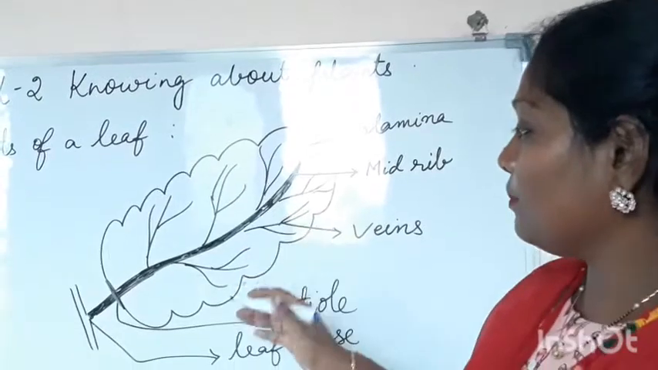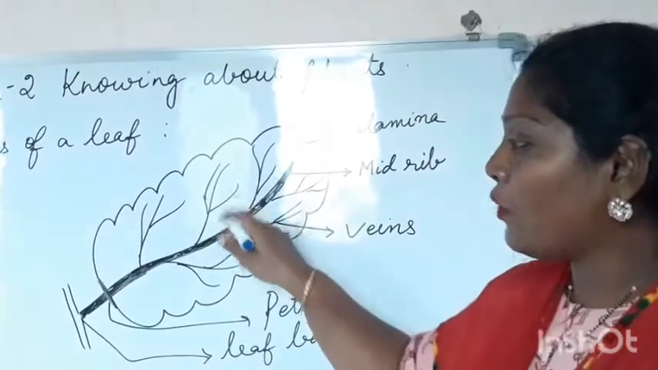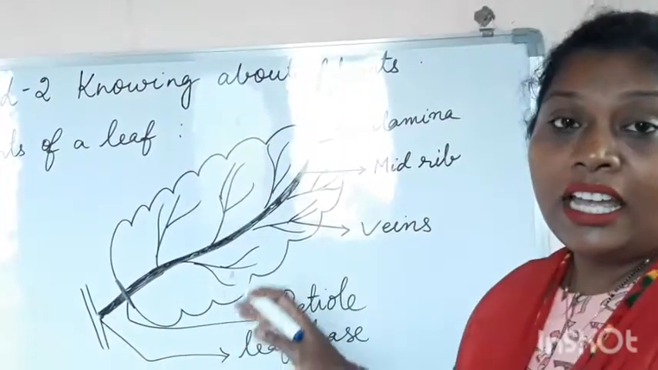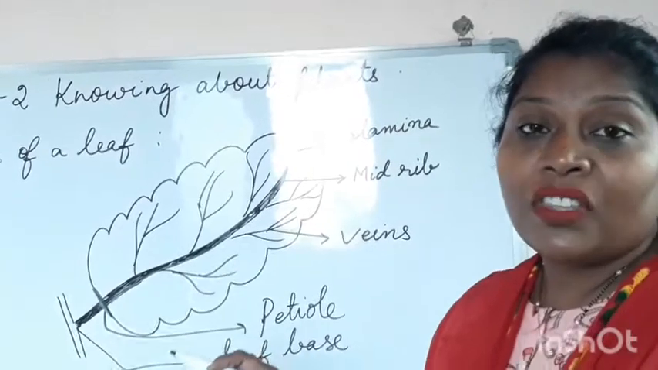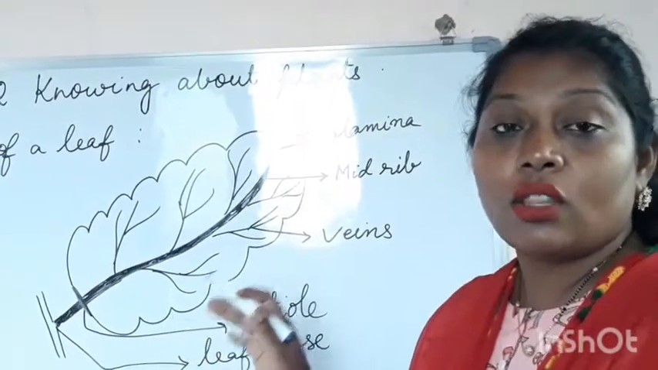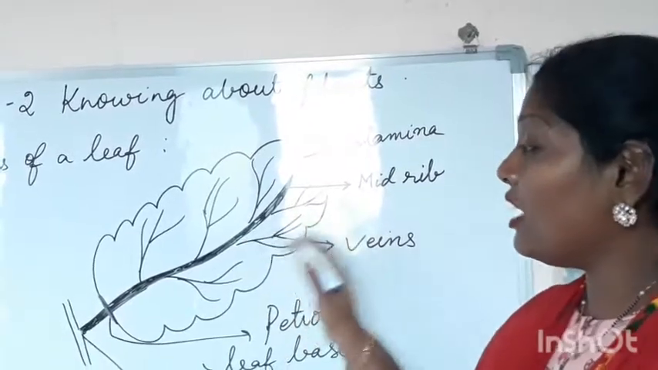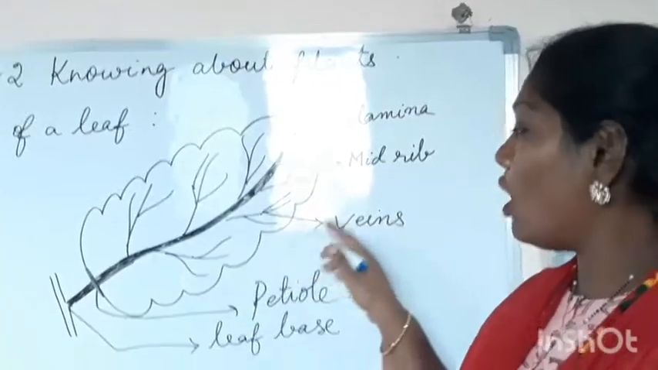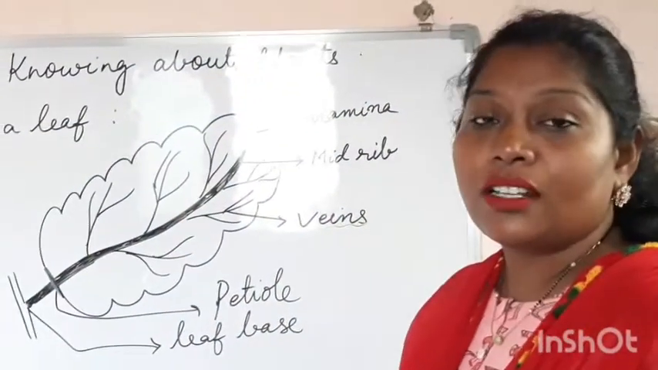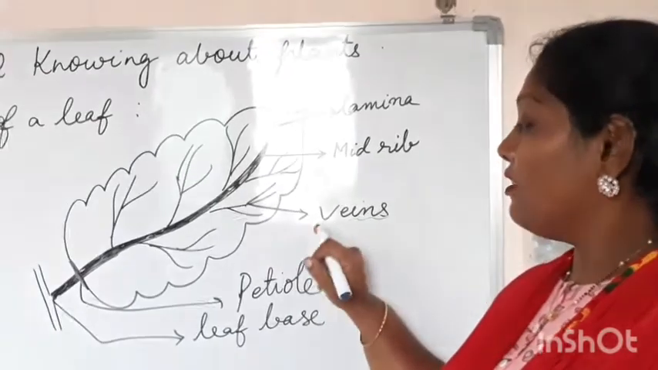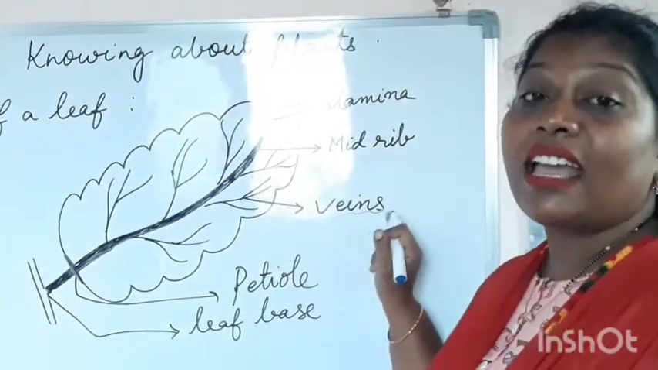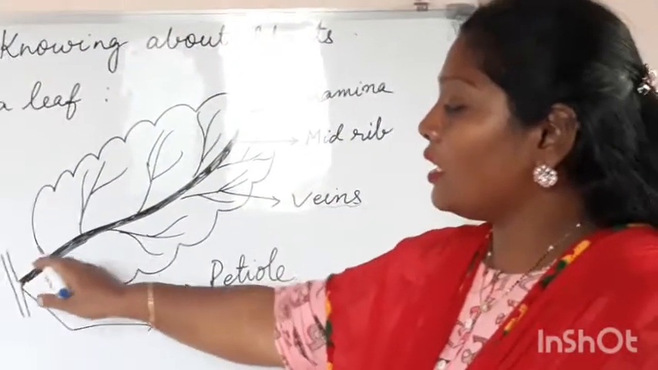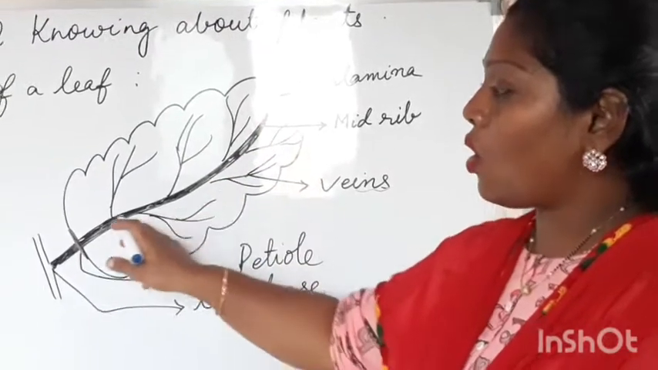Okay. Now see, you can observe some vein-like structures, like those present in the roots. Yes children, even in the roots we have observed the fibrous structures. In the same way, here the leaf is also having some fibrous structures which are called veins. What are these children? Veins. V-E-I-N-S. Veins.